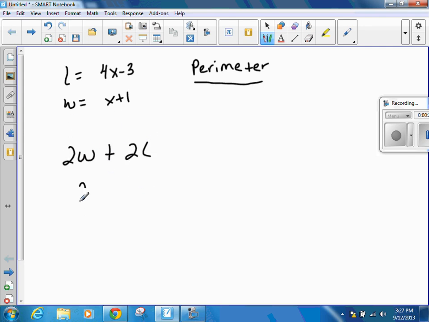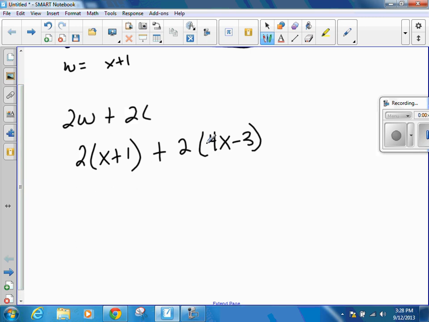So if I have 2 times x plus 1, and then I have 2 times 4x minus 3, I'm going to use the distributive property to simplify this expression. So 2 times x is 2x, 2 times 1 is 2. Okay, bring down that plus sign. And then 2 times 4 is 8x. And then 2 times negative 3 gives us negative 6.